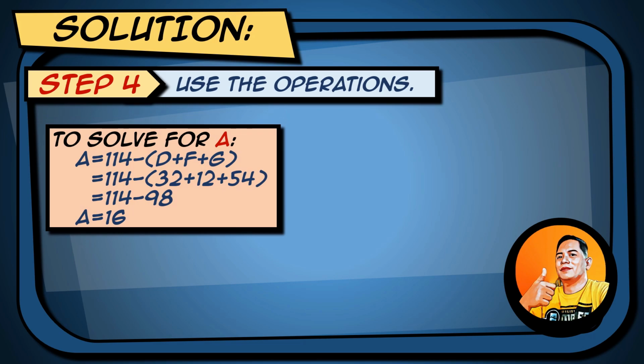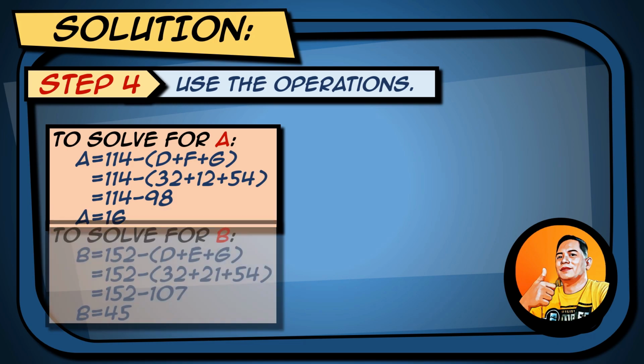And to solve for A, we have A is equal to 114 minus (D plus F plus G). D is equal to 32, F is equal to 12, then G is equal to 54. Therefore, we have 114 minus (32 plus 12 plus 54). 32 plus 12 plus 54 is equal to 98. Therefore, we have 114 minus 98 is equal to 16. Therefore, the final answer is A equals 16.